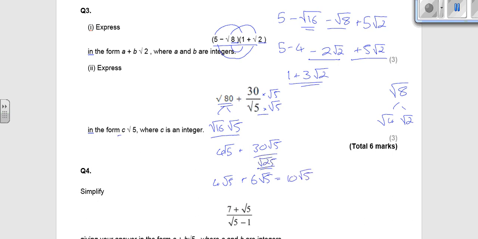If you have a look here, it says you've got to leave it in the form c root 5, where c is an integer. So the c is going to be 10, so it's 10 root 5.